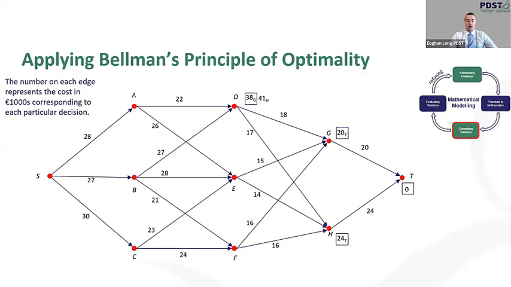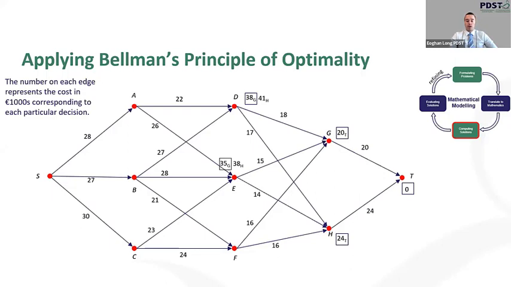At e, e is connected to g and e is connected to h. For g, we have 20 plus 15, which gives us an option of 35 coming from g. And for h, we have a value of 24 plus 14, which gives us a value of 38 coming from h. So at every one of these states, we're making a decision, and we always want to choose the optimal one, which is the smallest in this context. So that's 35 coming from g.